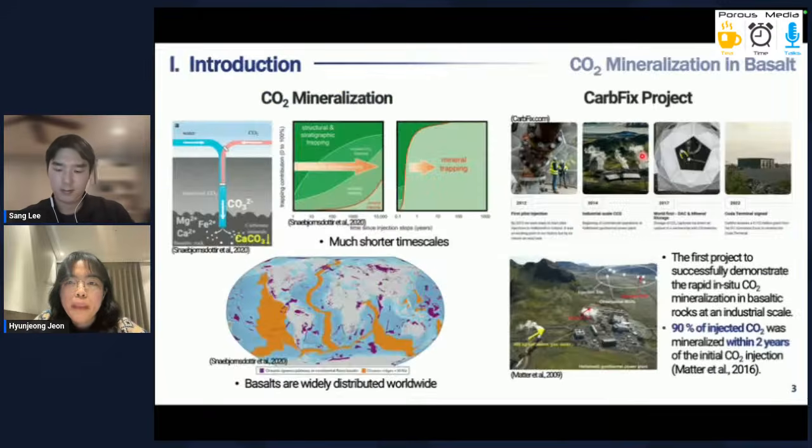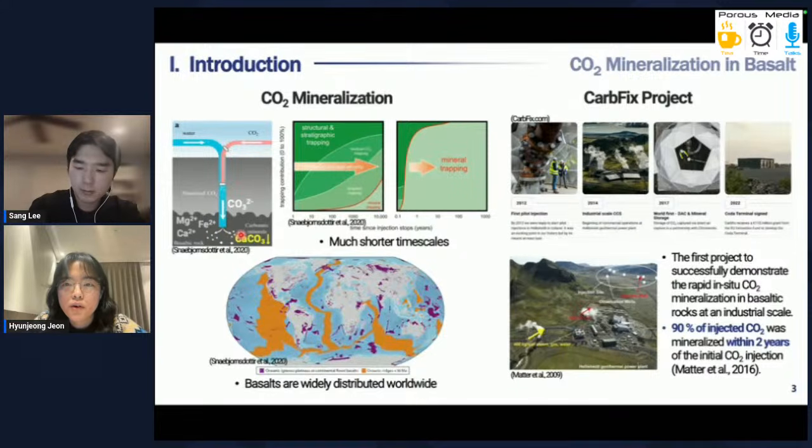I believe most of you know about CO2 mineralization, which has gained significant attention as a key component of carbon capture and storage to mitigate global warming. This technology involves injecting CO2-dissolved water into mafic rocks, like basalt, which are rich in divalent cations. This triggers the precipitation of carbonate minerals, permanently sequestering CO2 underground in a stable solid form.